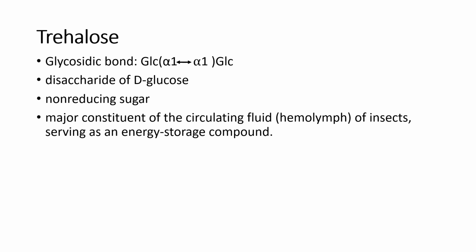Now one more sugar, trehalose. It is a disaccharide of D-glucose, and the glycosidic linkage is alpha 1, alpha 1. It means both the anomeric carbons are involved, and that's why it is represented by a double-headed arrow, because both the anomeric carbons are involved in this glycosidic bond. It is a non-reducing sugar. It is a major constituent of the circulating fluid of insects, and it serves as an energy-storing compound in insects.